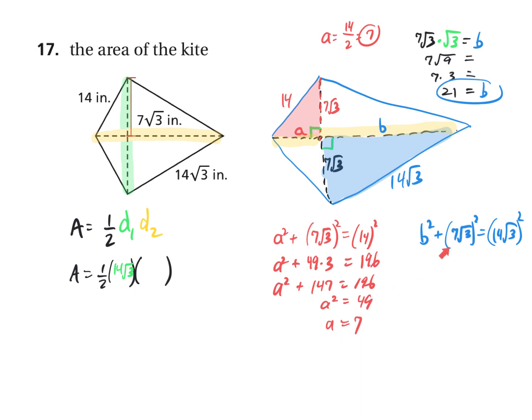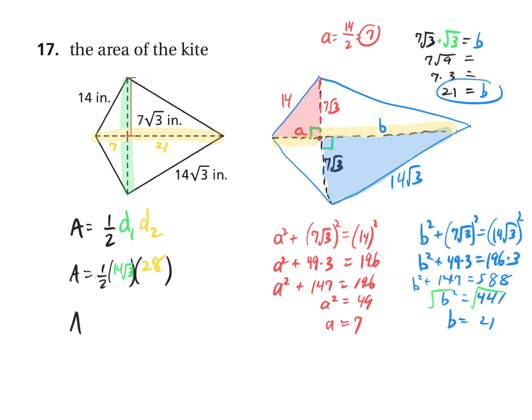And for the blue one, again, when you square 7 root 3, we get 49 times the square root of 9. Here, 14 squared times root 3 squared. And when you do the algebra here, we end up with B squared is 441. Taking the square root of both sides, B is 21. All right, so A is 7 and B is 21. Let's come over here and write 7 and 21, which means that the diagonal is 28. And that's how we find the area for this one.